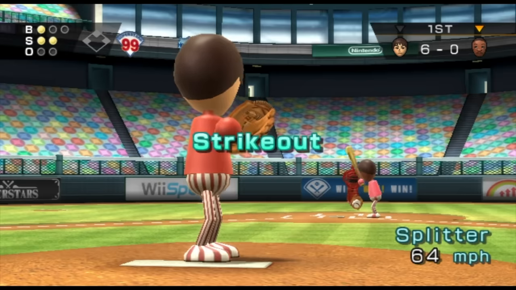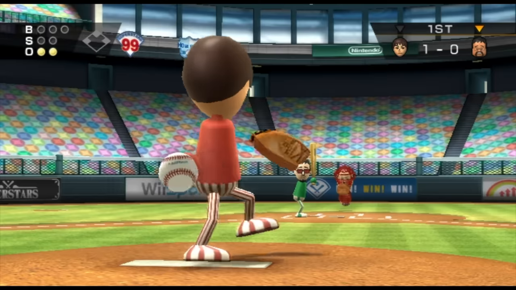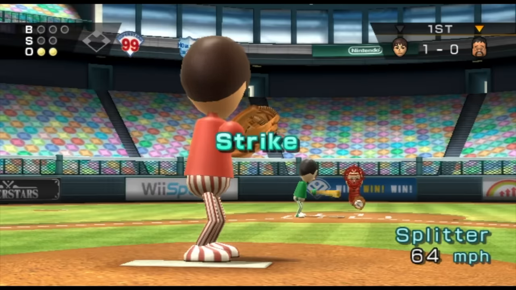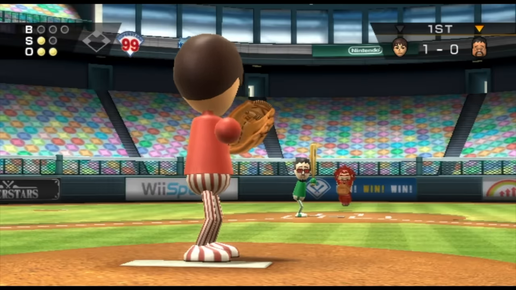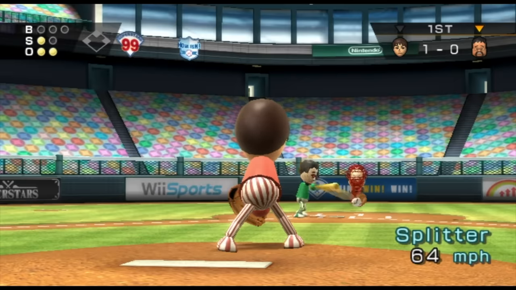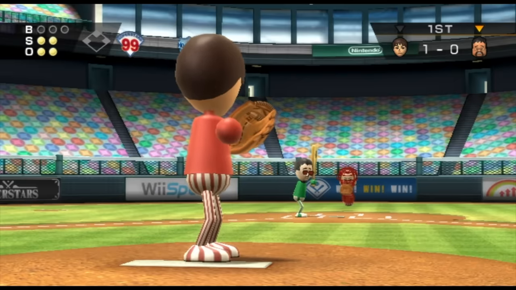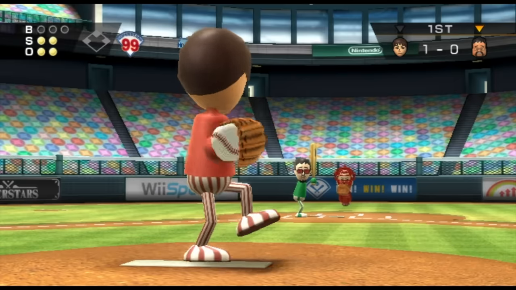You're probably starting to notice a pattern. The AI throws right splitters every single time. At first, I thought this was probably an error with the AI, until I realized that it actually seems to work. And this becomes very obvious when we look at the data and see the average outcome for each pitch.